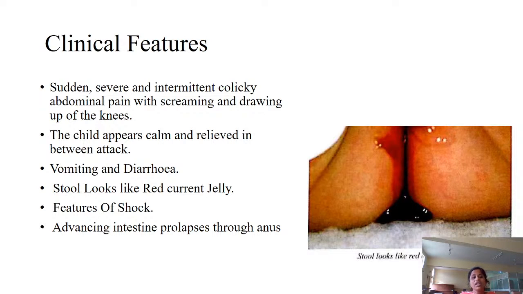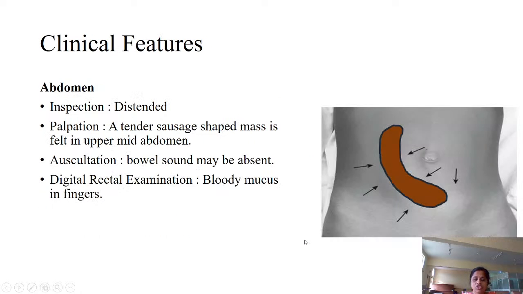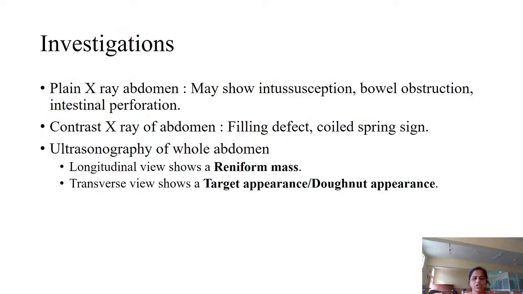There will be vomiting, there can be diarrhea, and stools will be red currant jelly like, as you can see in the picture. And if the condition goes on without treatment, there will be features of shock. In the abdomen, it will be distended, and a tender sausage-shaped mass is felt in the upper mid abdomen, bowel sounds may be absent, and bloody mucus is found on digital rectal examination.